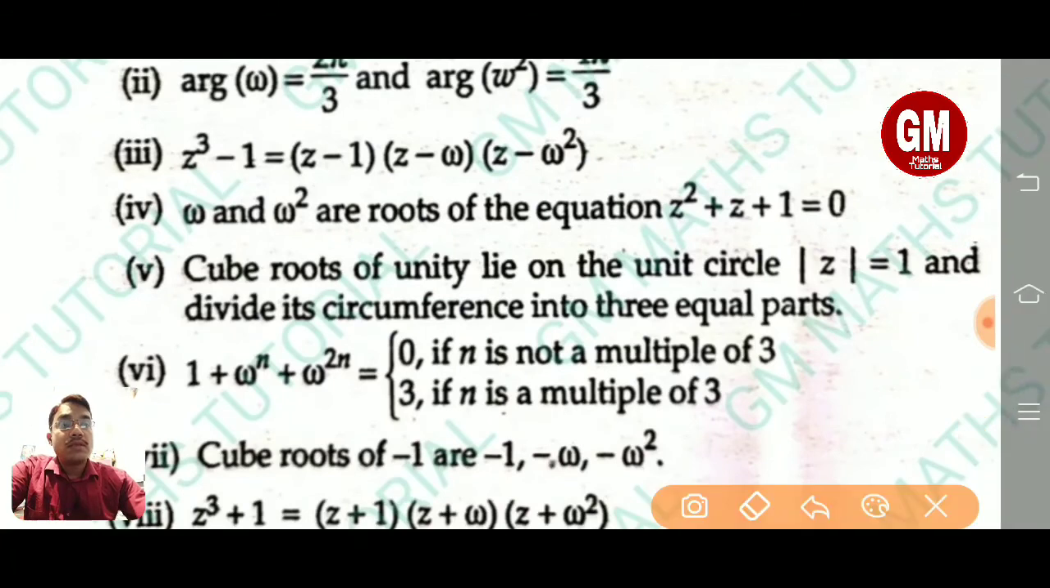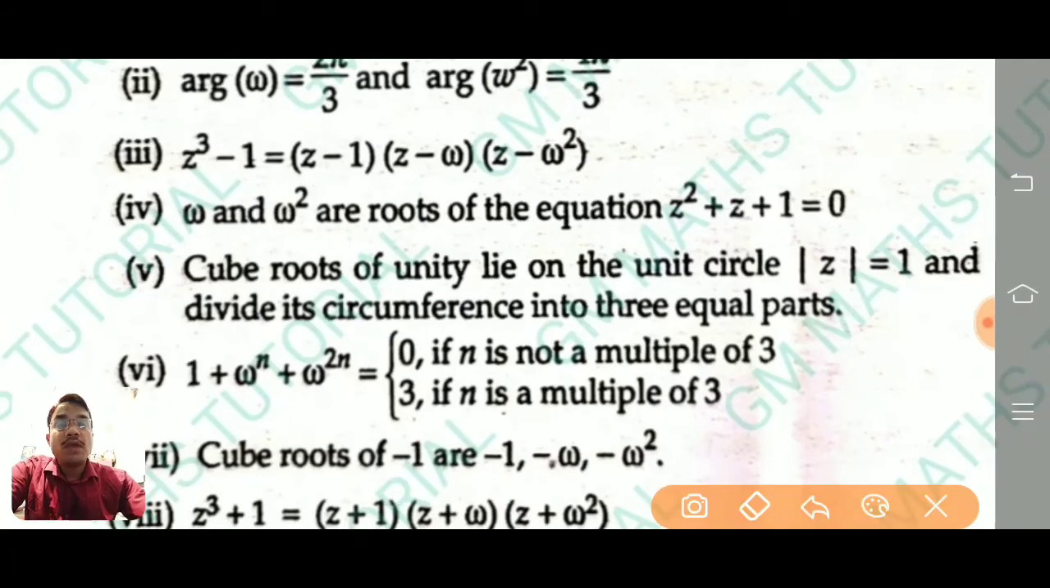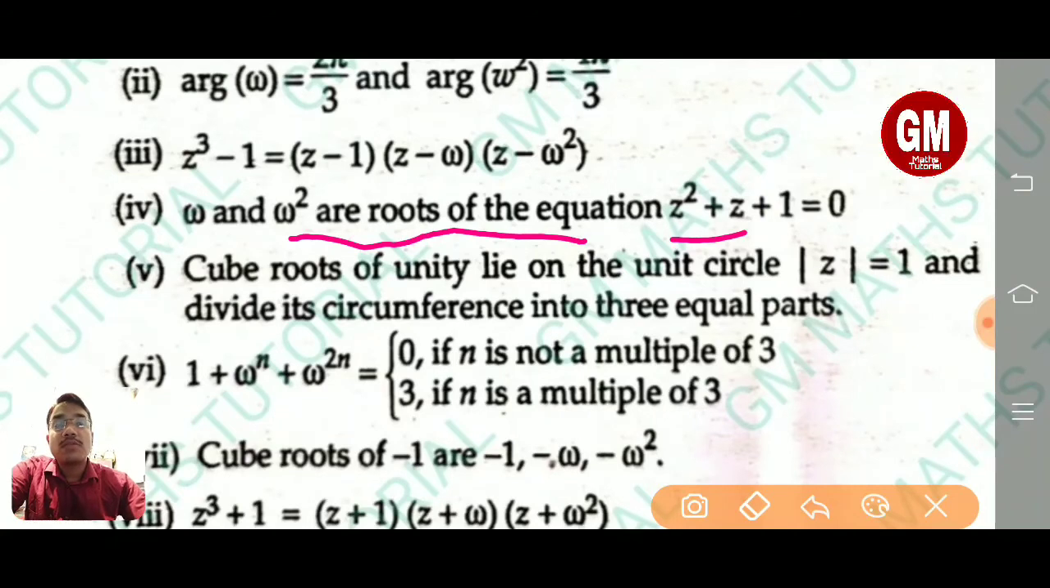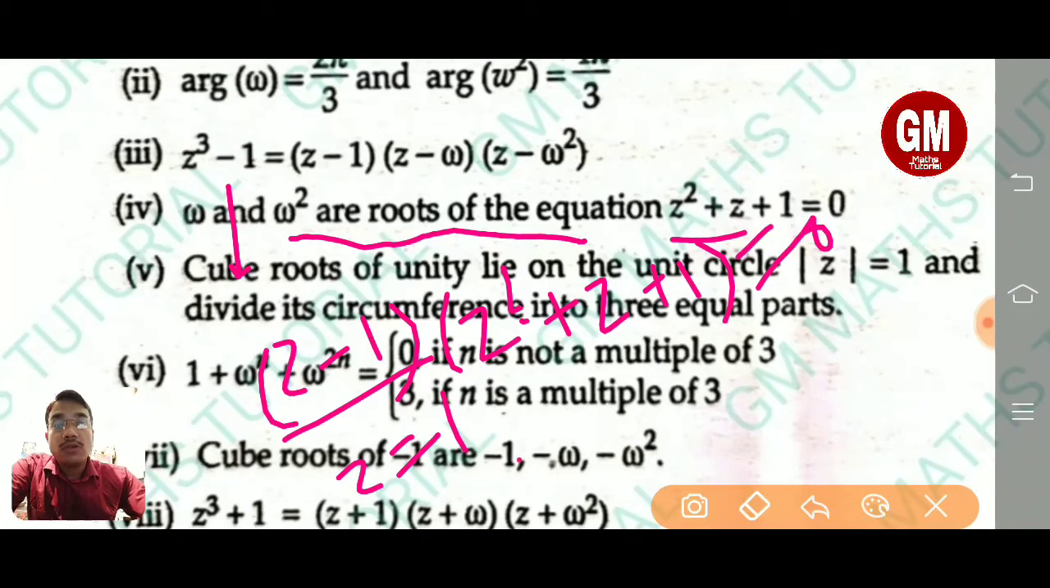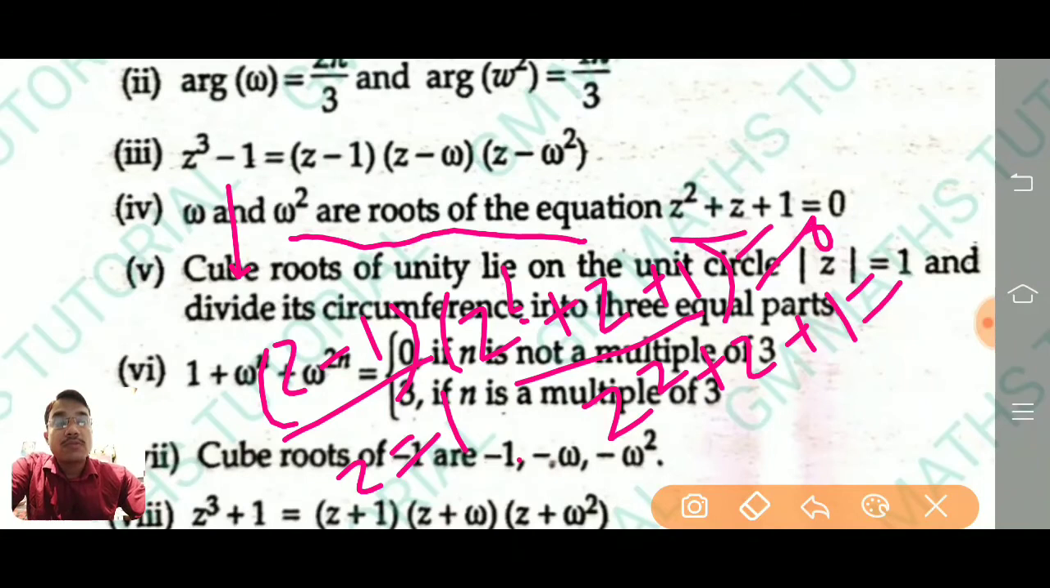Now let's see some more properties. Omega and omega square are the roots of the equation z square plus z plus 1 is equal to 0. As we know, when z cube minus 1 is factorised, we get z minus 1 times z square plus z plus 1 is equal to 0. The first factor gives z is equal to 1, and the second gives z square plus z plus 1 is equal to 0.